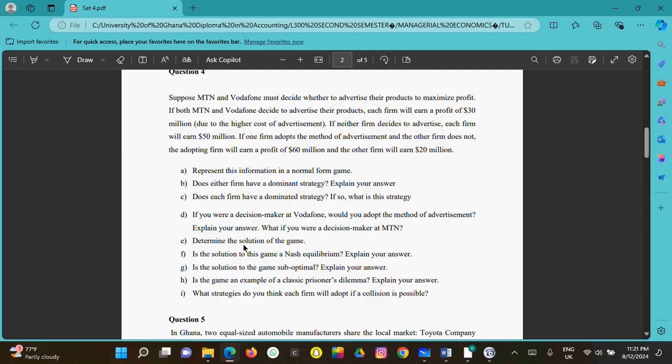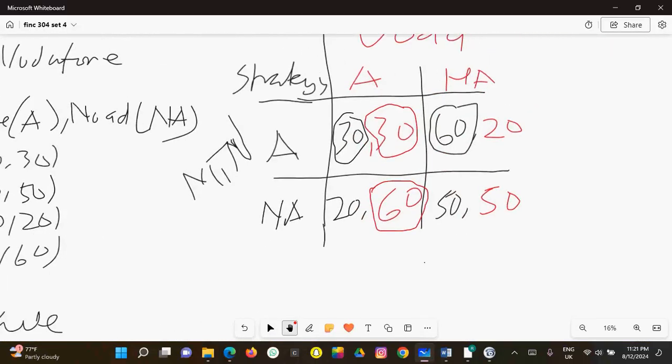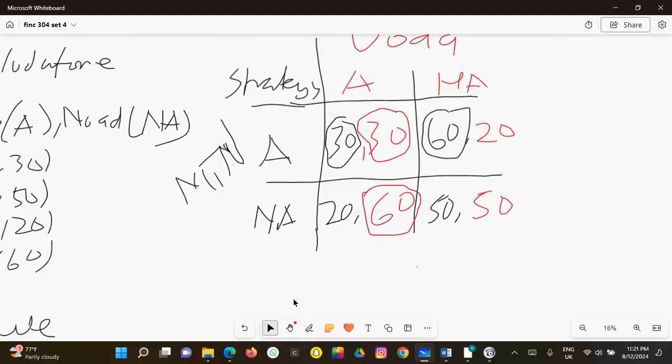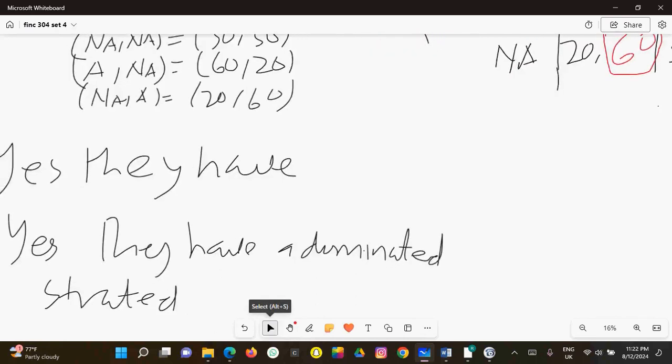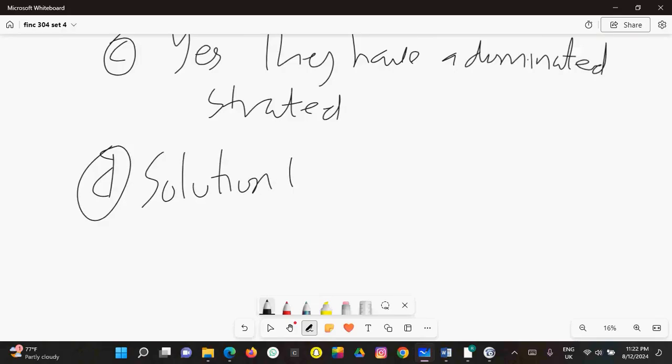So now they are telling us to determine the solution of the game. The solution of the game is basically the Nash equilibrium, where two best responses meet, right? And I've said it here that the two best responses meet where both of them are advertising. That's where the two best responses meet. So the solution to the game is to advertise.